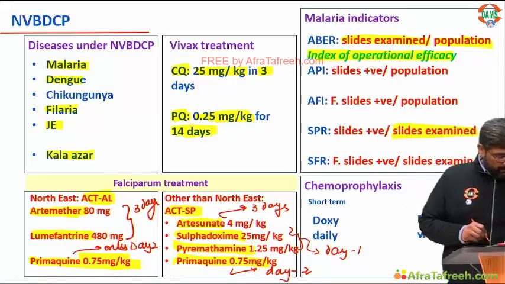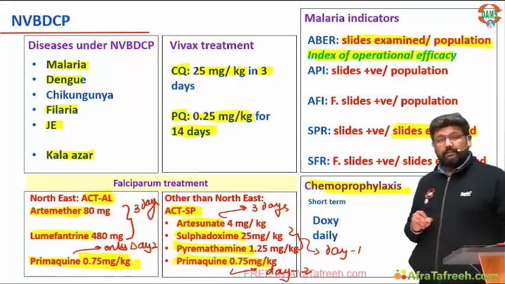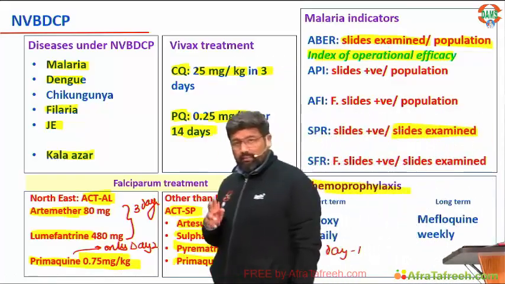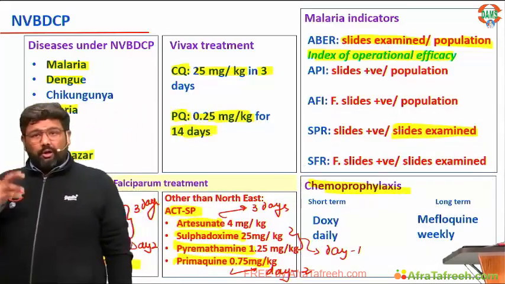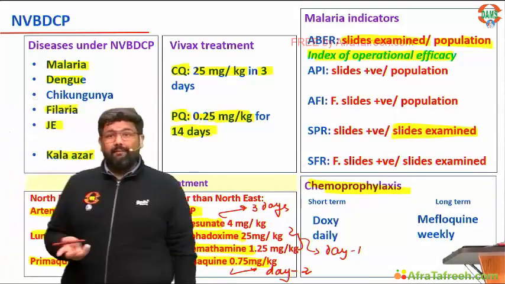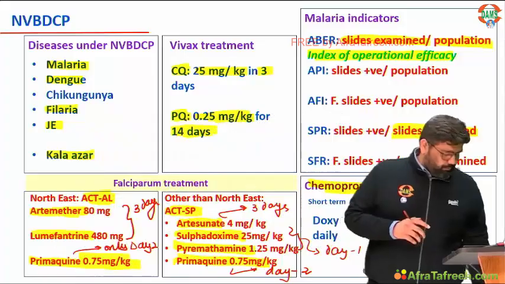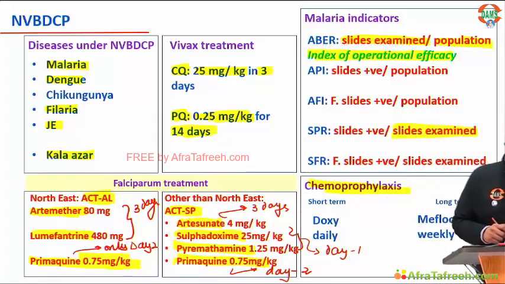Now, the chemoprophylaxis for malaria is short term and long term. Short term, we give doxycycline daily. Long term, we give mefloquine once a week, right? This is for chemoprophylaxis, doxycycline and mefloquine.